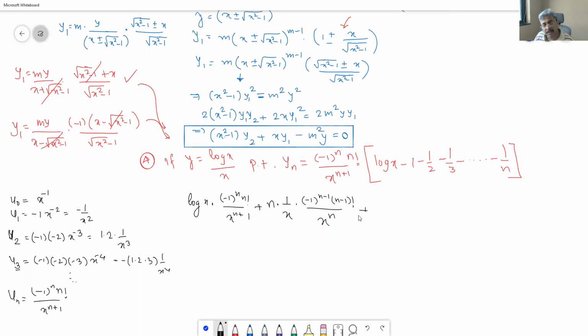plus, now this will continue, n choose 2, n into n minus 1 upon 2 factorial, that is n choose 2, into this is the 0th derivative, this is the first derivative of log x. Now we have to differentiate this, which I think we have already done, which is minus 1 upon x square.